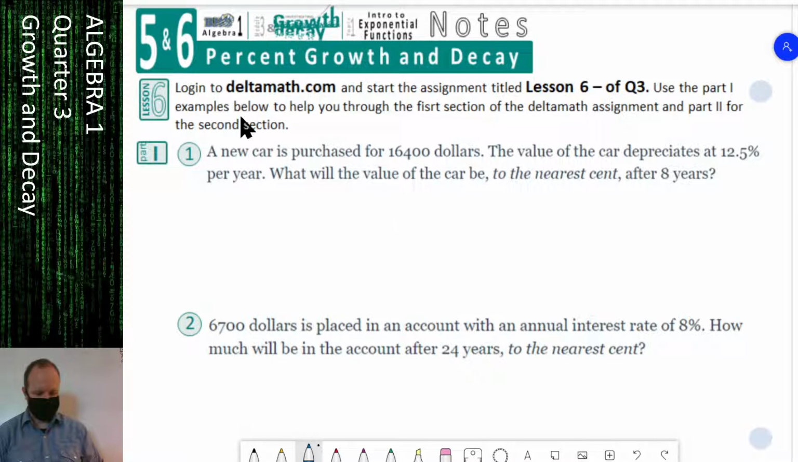So Delta Math, it says at the very top. We're going to get into that in a second after we do our couple examples here. And it's going to tell you that you need to actually come up with an answer.